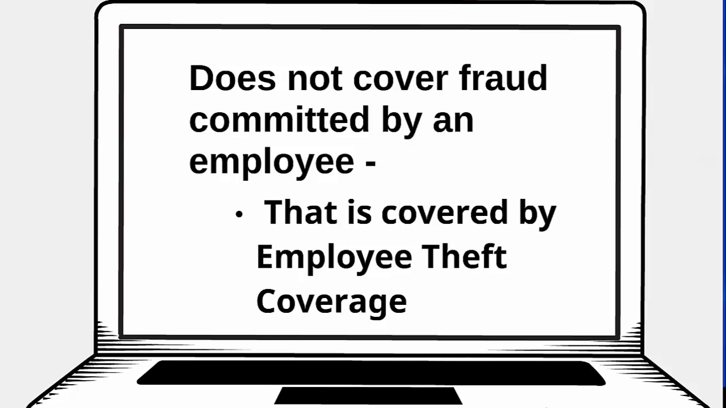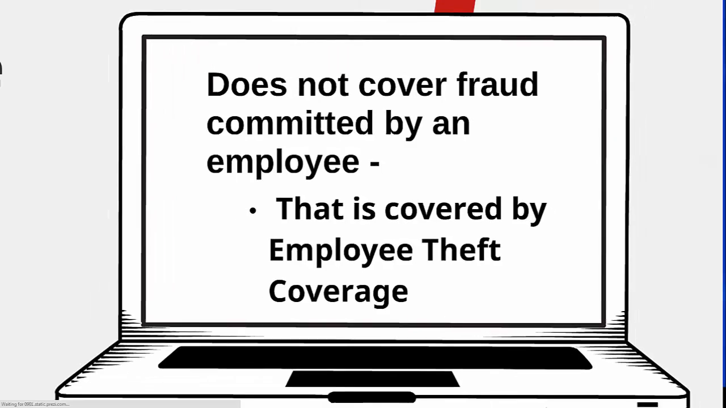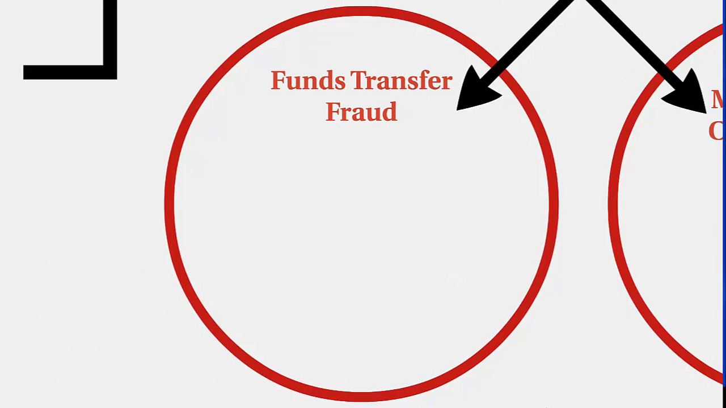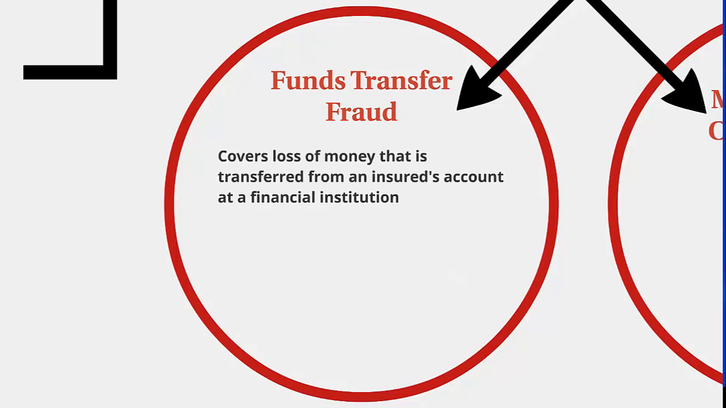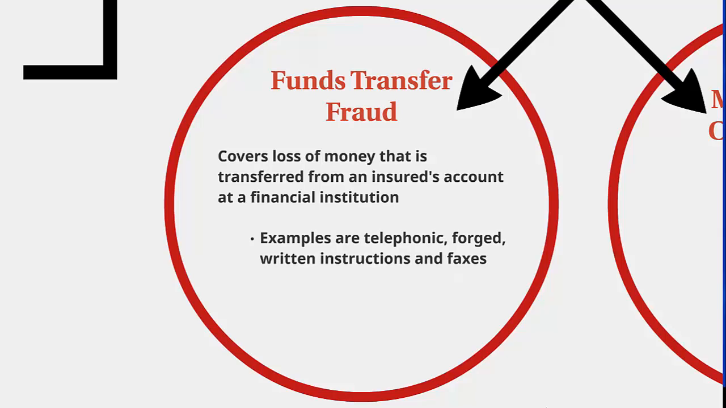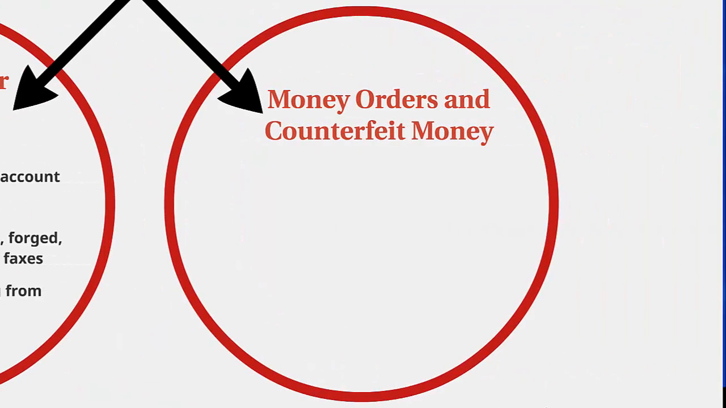You'll notice several places where there's an intent to make sure there is no overlap of coverage between the different insuring agreements. Now let's look at funds transfer fraud. This covers loss of money that is transferred from an insured's account at a financial institution. It could occur telephonically, through forged documents, or written instructions and faxes. Losses resulting from computer fraud are excluded. Again, this is an example of where there's an attempt to make certain there's no overlapping coverage.